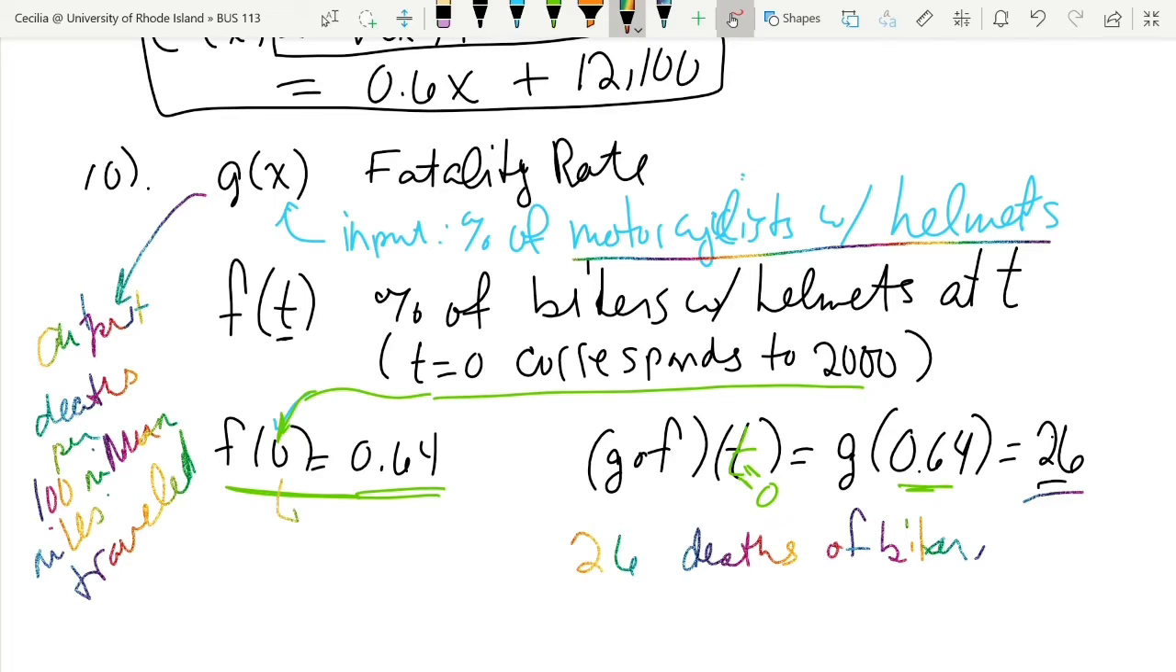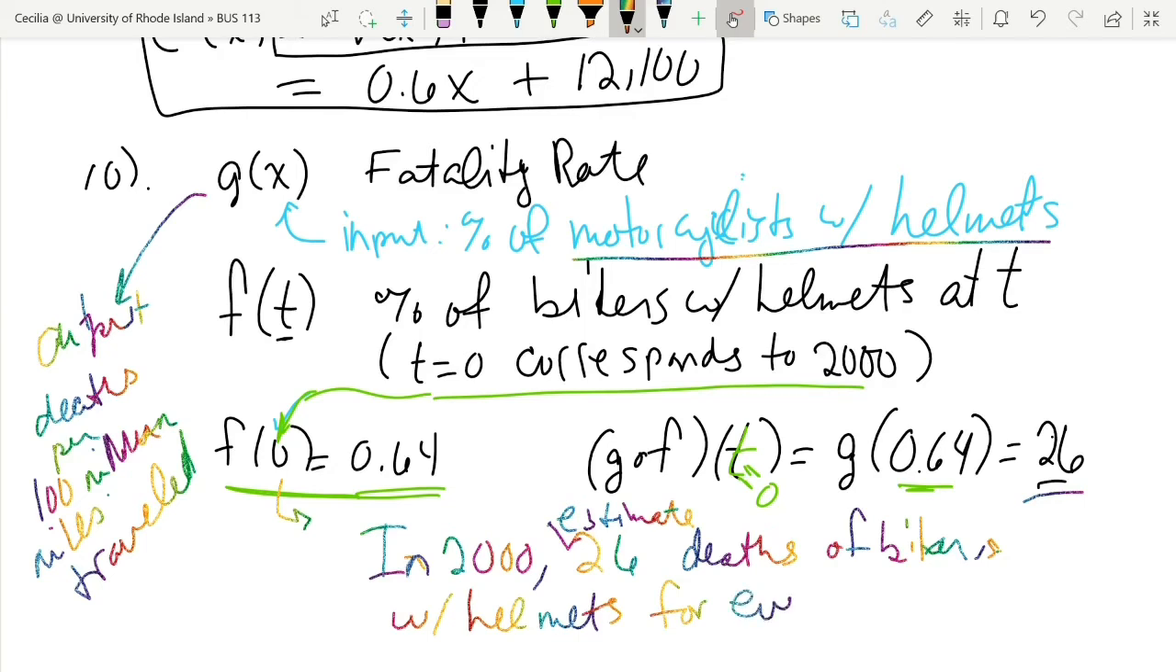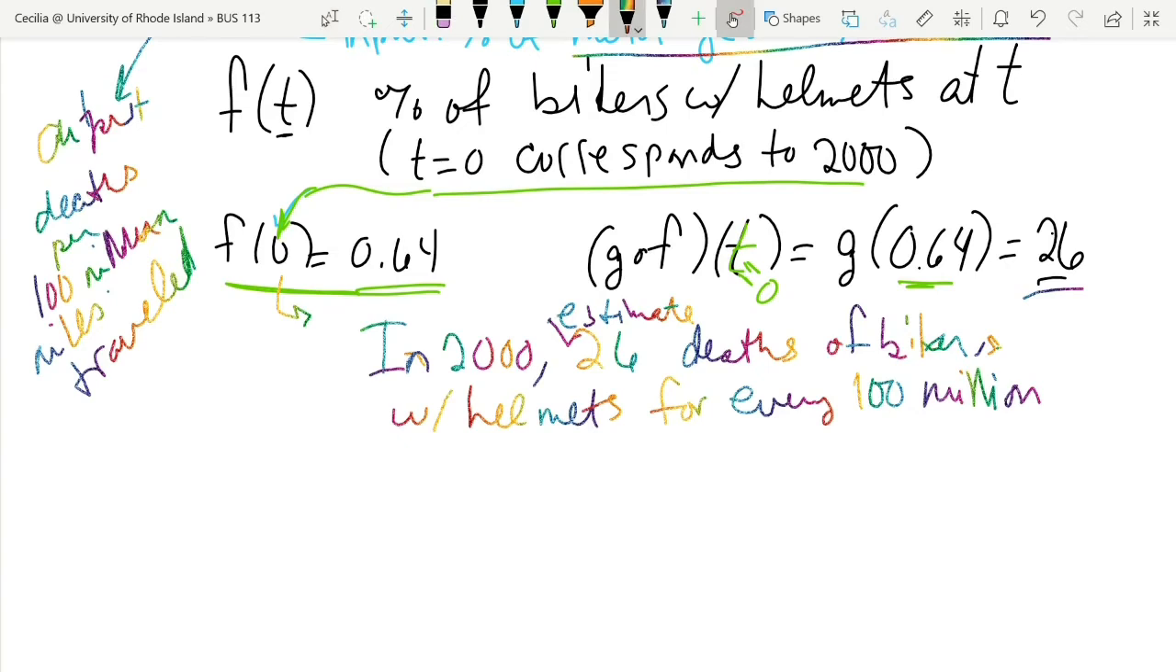So I should say in the year 2000, this model estimates 26 deaths for bikers with helmets for every 100 million miles traveled. Okay, and who is the 100 million miles traveled by? It's traveled by these bikers with helmets. And that is how we interpret that. Okay, so that was part A.